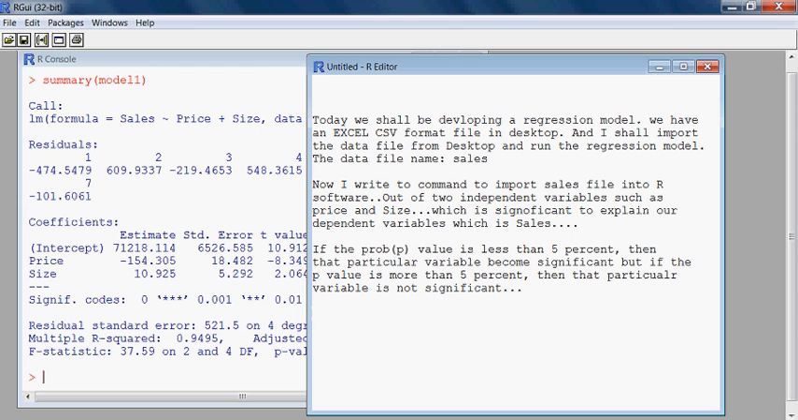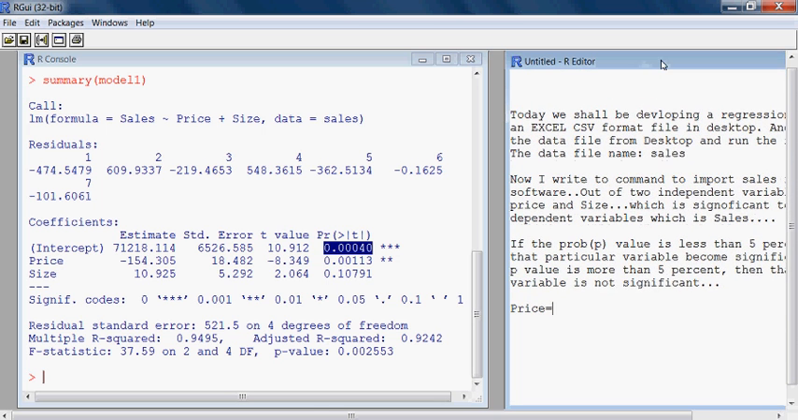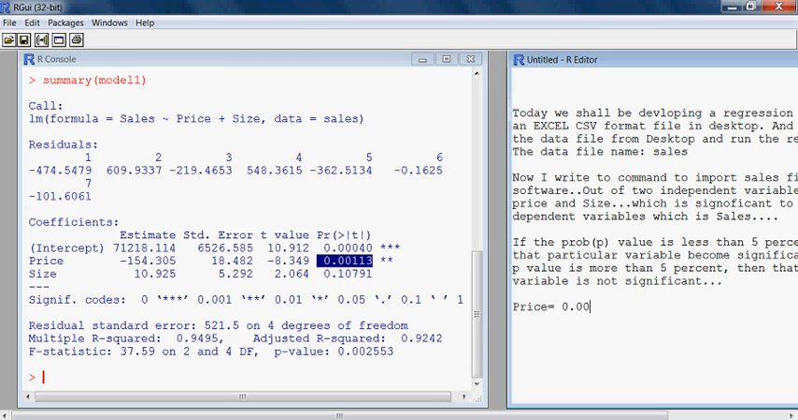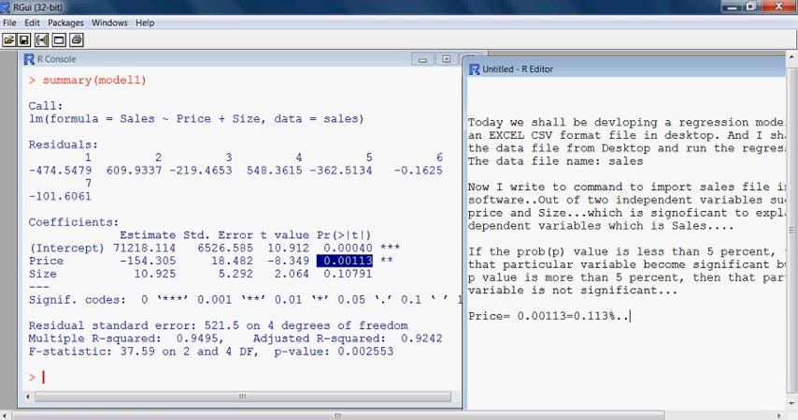So that is the guideline all the time. First I talk about our first variable, price. How much is the probability value or p value of price? It is 0.00113, meaning it is 0.113%. And 0.113% is less than 5%, meaning that price is a significant variable to explain our dependent variable, which is sales.